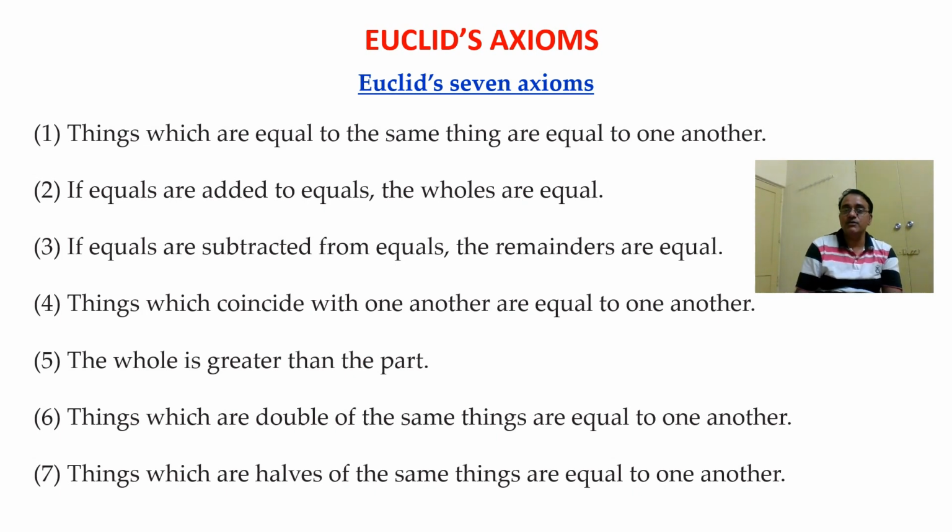And the fourth one, things which coincide with one another are equal to one another. The whole is greater than the part. This is very important. The fifth one, things which are double of the same things are equal to one another. Things which are half of the same things are equal to one another. So these are the 7 axioms. Now we are going to perform activities. Okay.